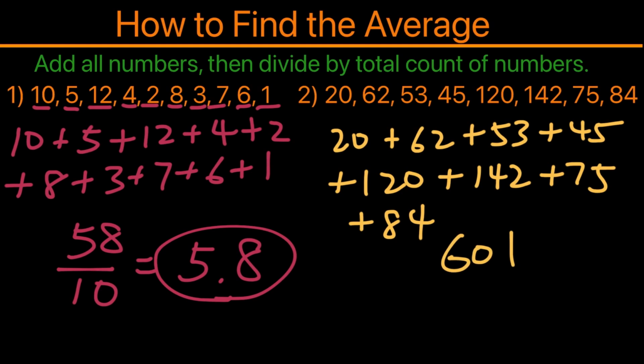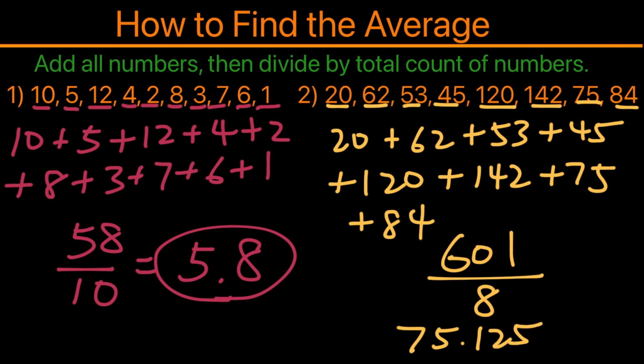And then we would count how many total numbers there were. 1, 2, 3, 4, 5, 6, 7, 8. So 601 divided by 8, and the answer is 75.125.